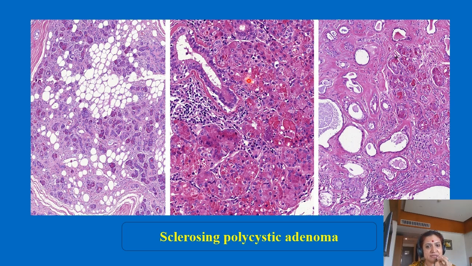And the characteristic feature is that in these acini, instead of zymogen granules, here it is bright red or eosinophilic granules that you are seeing in the acini. Also, you see these dilated ducts and periductal hyalinization. These are the characteristic features.